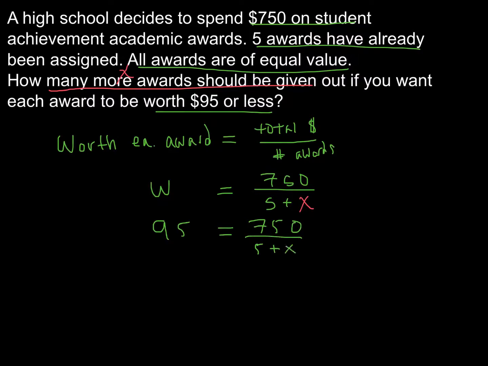Why do I say that? Because we don't want the worth of each award to be exactly $95, right? We want it to be $95 or less. In other words, we want this price here to either be $95 or we want this price to be less than $95. So instead of using an equal sign, we can actually use an inequality here.